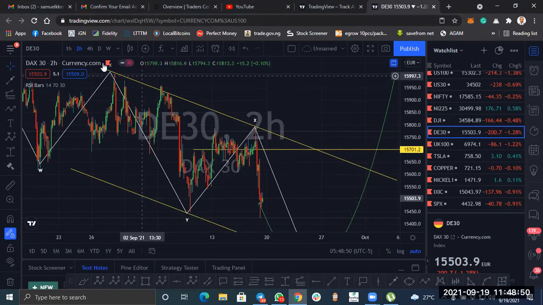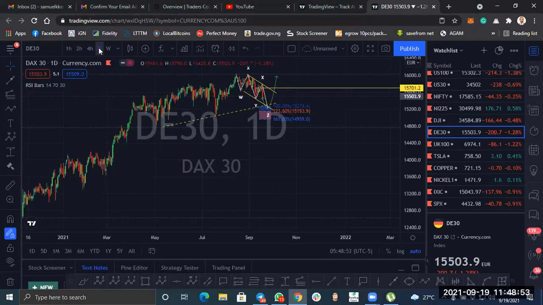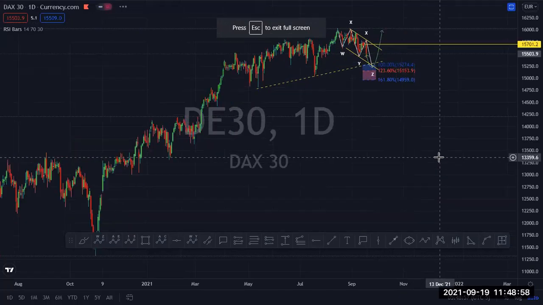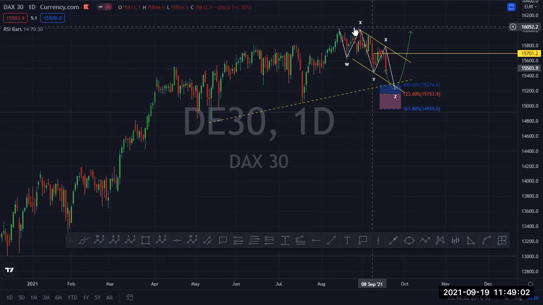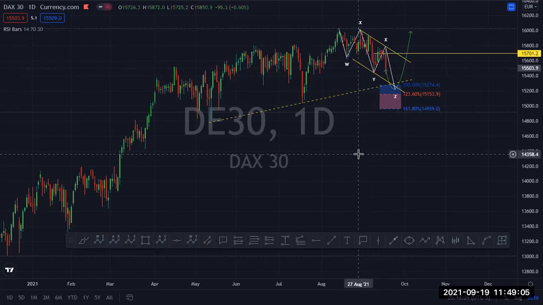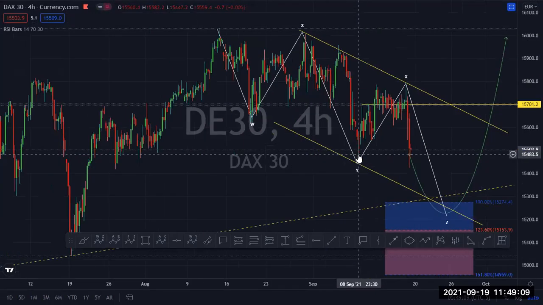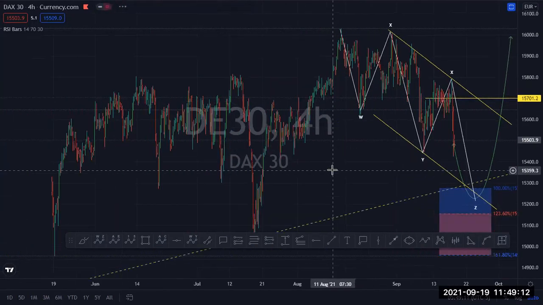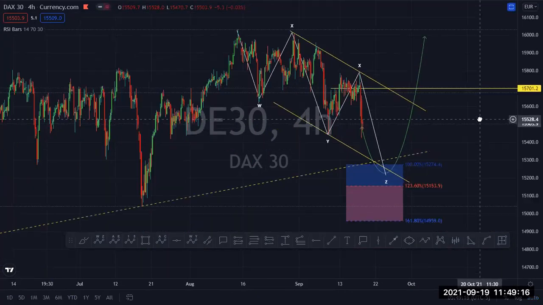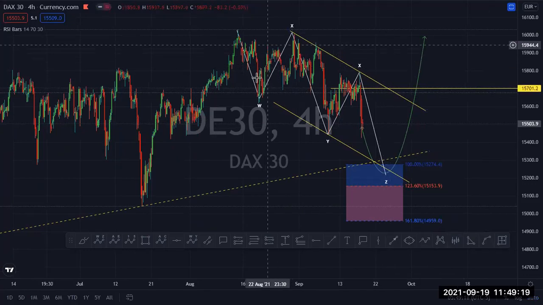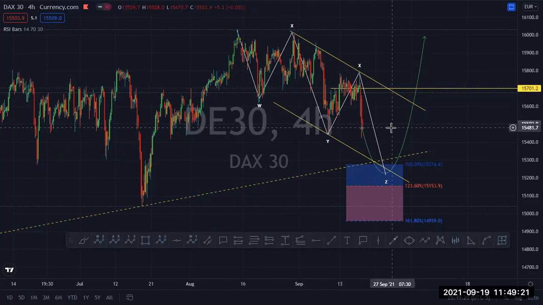DAX30. DAX is an inclination. We will likely get WXYXZ. So let's see it on 4 hours. So you can see we have WXYXZ. This is what I'm expecting to happen.